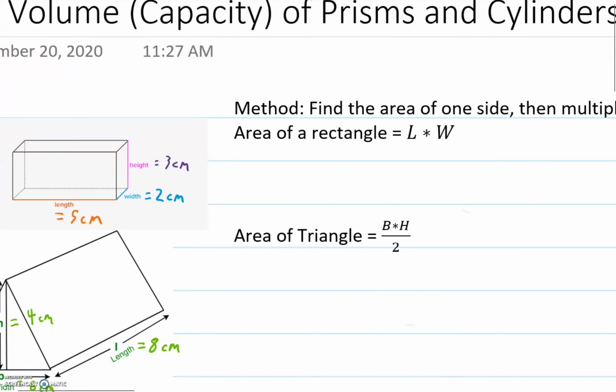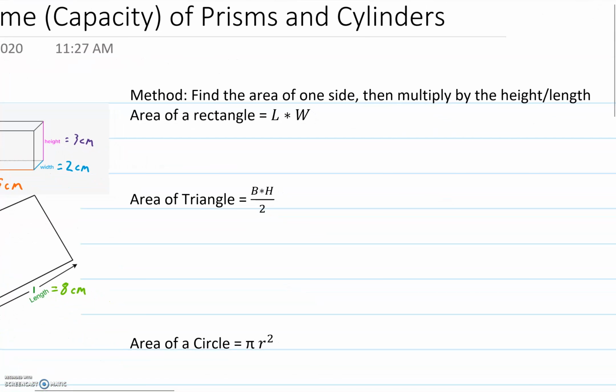So first we're going to just mention that the methodology is always going to be the same when it comes to volume of these types of things. A sphere is different, but when it has one flat side and it's the same all the way throughout, then you can use this methodology. And that's finding the area of one side and multiplying it by the height or the length, however you want to look at it, the opposite direction or perpendicular to whatever side you found.